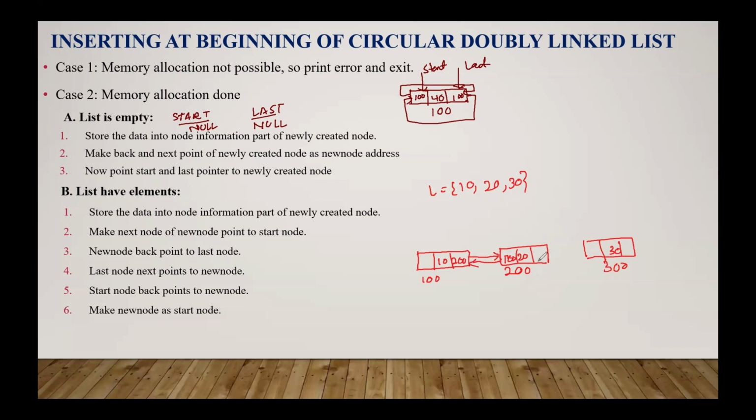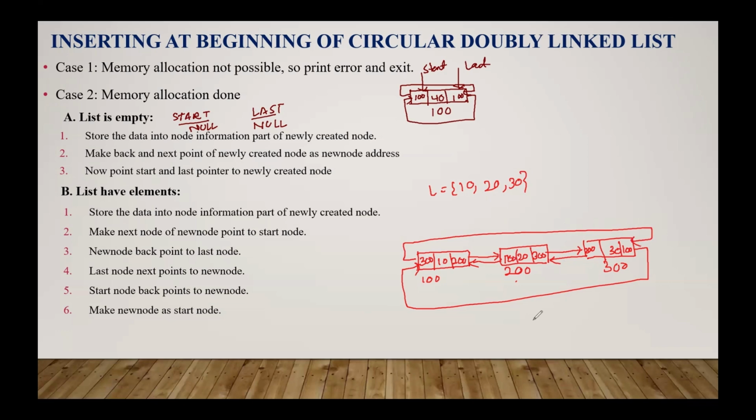Now this node's next stores which value? 300. This node's back side means 200. This node's next stores the address of the first node, that is 100. Now the connection to the first node: the first node's back stores the address of the last node. So this is our circular double linked list.